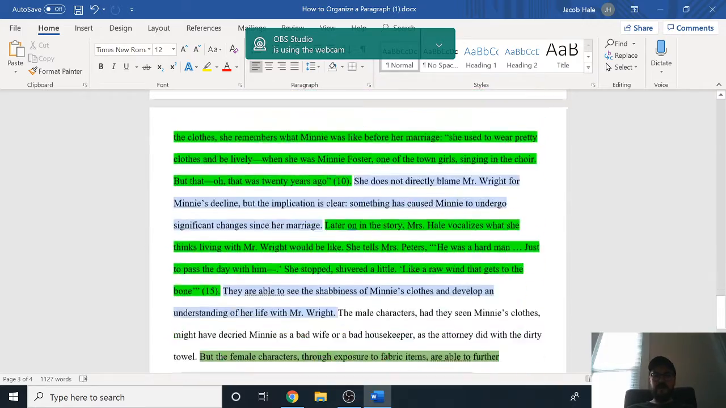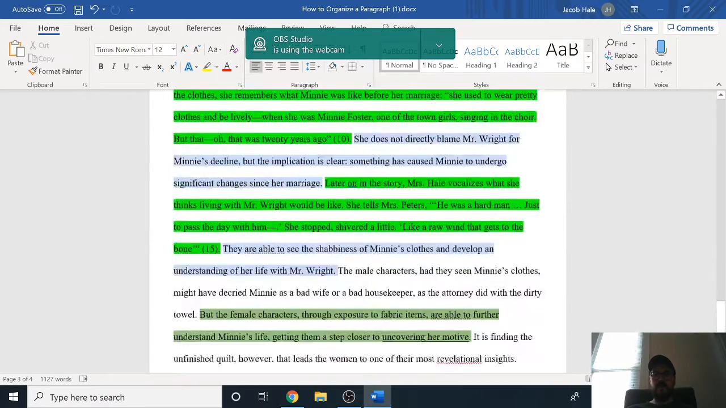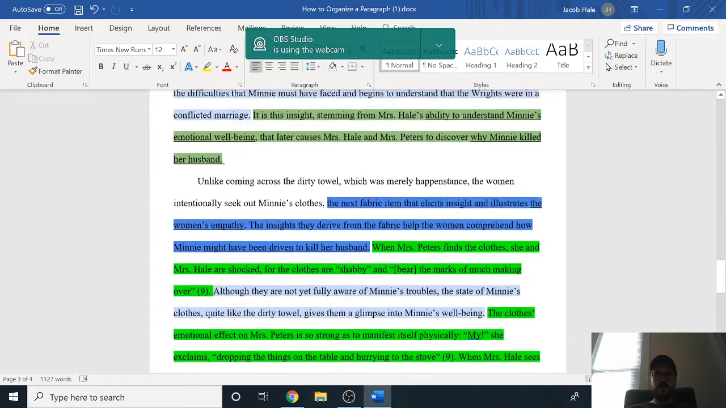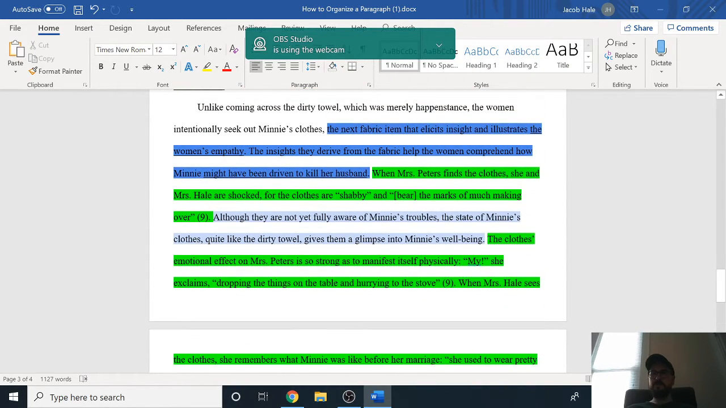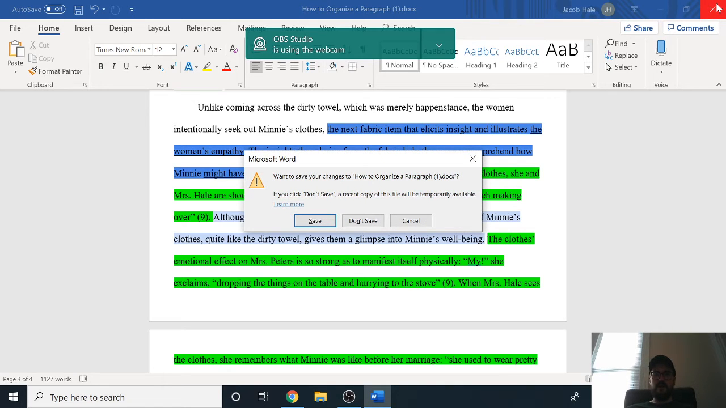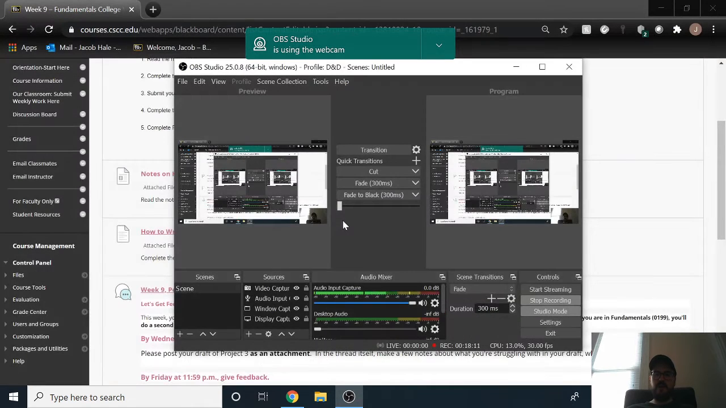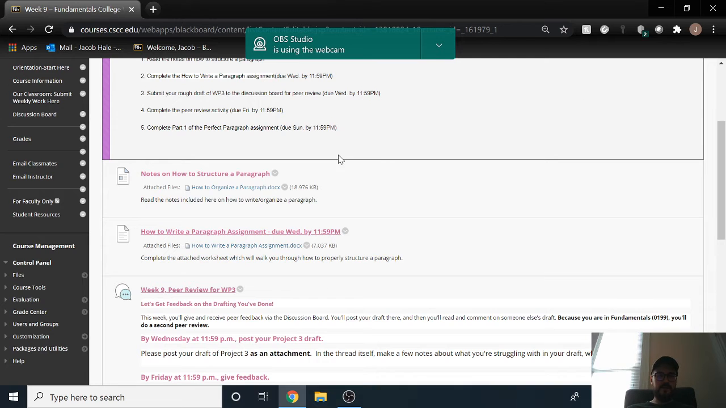And I have another example or two here for you. These are a little bit long though, so I'm not going to take the time to read through these, but they work in the same way. Now that I've walked you through those notes, let's go ahead and take a look at the actual assignment.